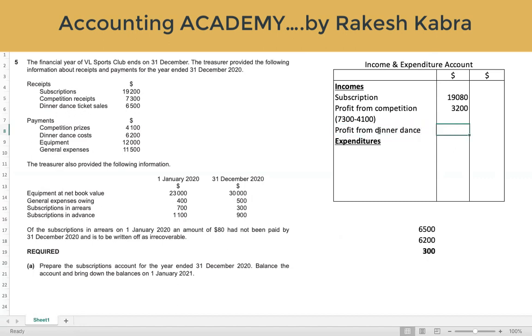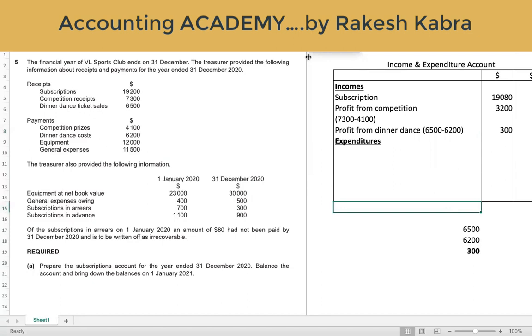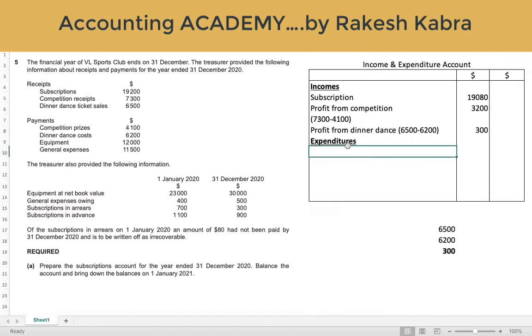And that profit is 300, and we can show that working. The receipt is 6,500 and the cost was 6,200. So finally we got the profit. I hope you understood. Then now I hope incomes are done.